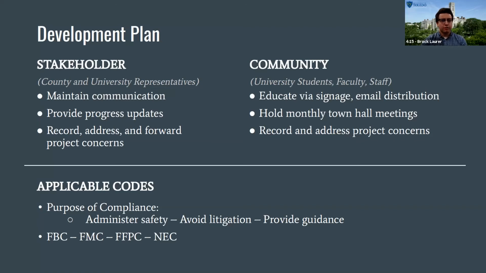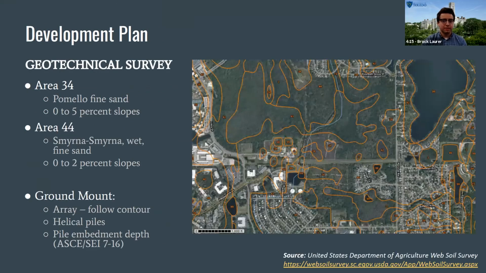So generally, throughout the design and construction processes of this project, applicable legal codes, which include the Florida Building Code, Mechanical Code, Fire Protection Code, and the National Electric Code, must be adhered to. The importance of this compliance and adherence is pretty simple. We just want to administer safety to all those involved in the construction and those impacted by the project completion. We also want to avoid potential litigation by not adhering to these standards, and we want to provide guidance to those who are contracted to complete the construction and installation work.